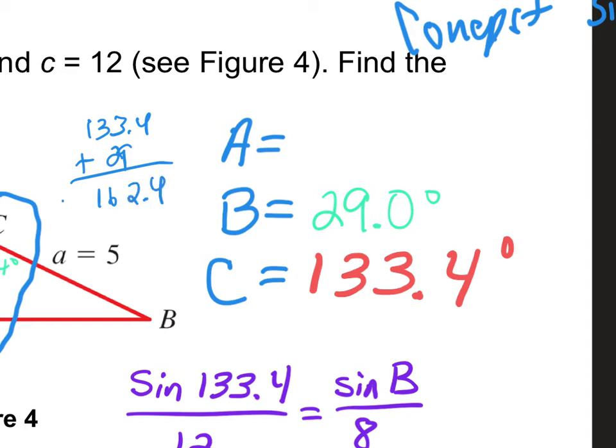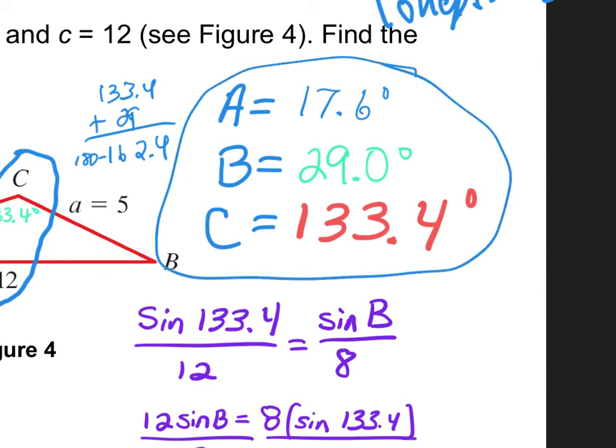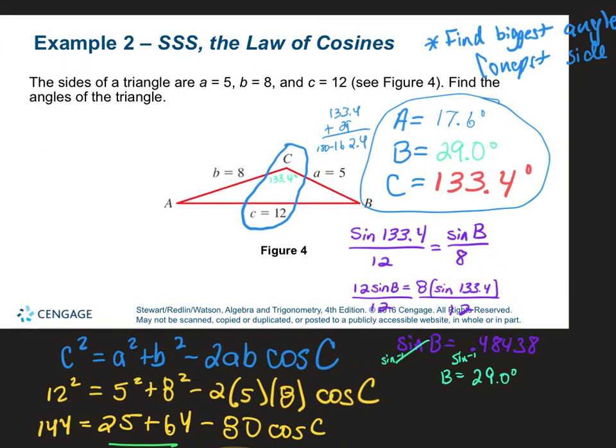162.4. So I'm going to take 180 minus that. So 180 minus 162.4, and I get 17.6 degrees. So we just solved this triangle using the first step of the law of cosines. And then once we found the side and its corresponding angle, we went back to the law of sines. Questions?